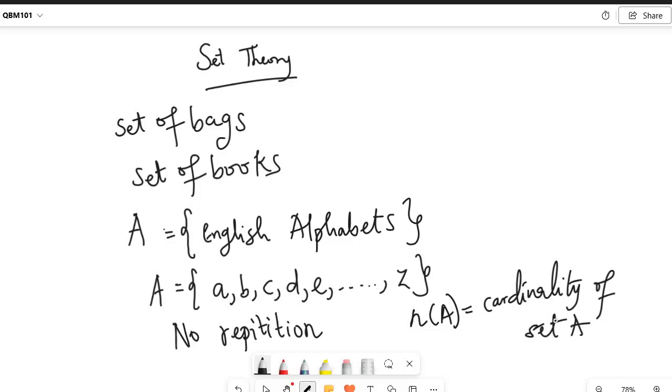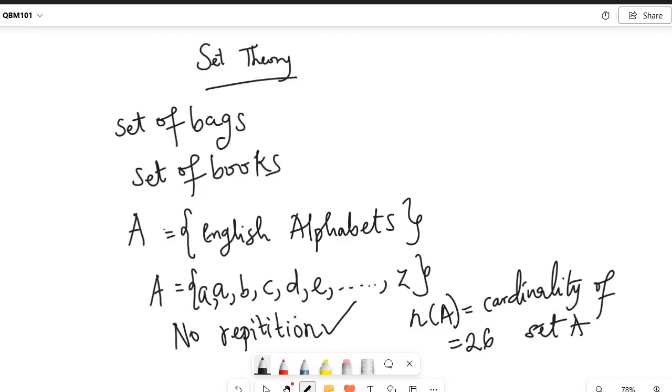Now let me quickly define that, since we are defining terms. The cardinality of a set is simply the number of elements in that set. So if I have n of A, which means the cardinality of set A, in this case I'll have 26, I believe. We know that we have 26 English alphabets, but mind you, if somebody writes A, A, probably because he loves the letter A in this set, now this might look aesthetically nice, but the point is I wouldn't count letter A twice. Letter A is letter A, so in a set no repetition is allowed.